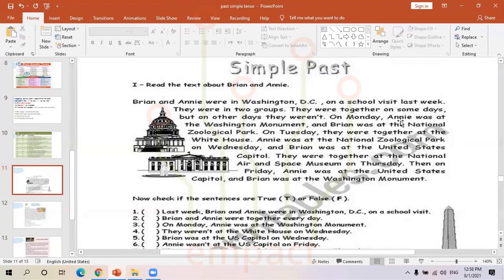On Monday, Annie was at the Washington Monument. And Brian was at the National Zoological Park. On Tuesday, they were together at the White House. So this one is the White House, or this one. What do you think? I think this one, isn't it? White House in America. Okay, it's very popular. Like everybody knows. Once we say White House, everybody knows where this place is.